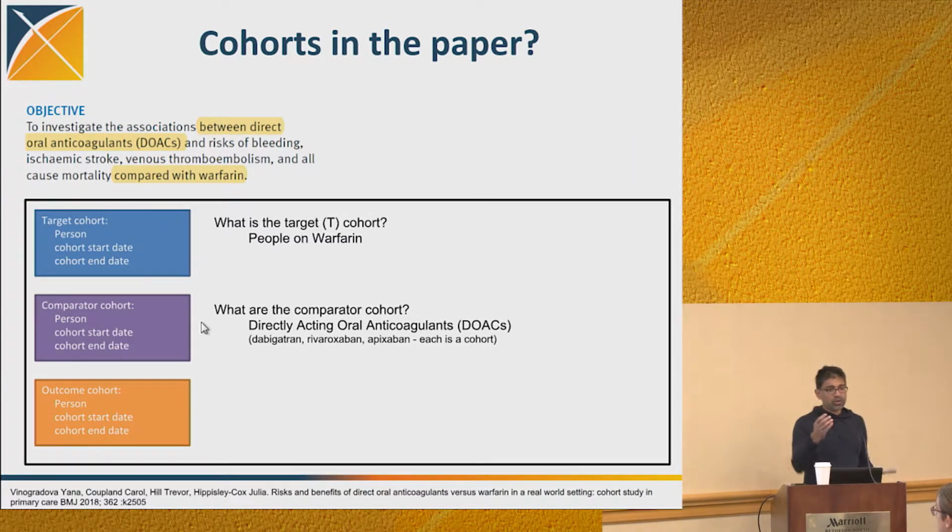So we have target cohort, people on warfarin. We have comparator cohort, that's what we are comparing with, directly acting oral anticoagulants. And as you rightfully pointed out, each of those drugs is a cohort. So now we have 4 cohorts, warfarin and 3 others. What about the lower doses of apixaban? Reporting on that, so there's 2 cohorts there. That can be additional cohorts, absolutely. So those seem to be sub-analyses that were reported in this paper, right? So they could be additional cohorts.